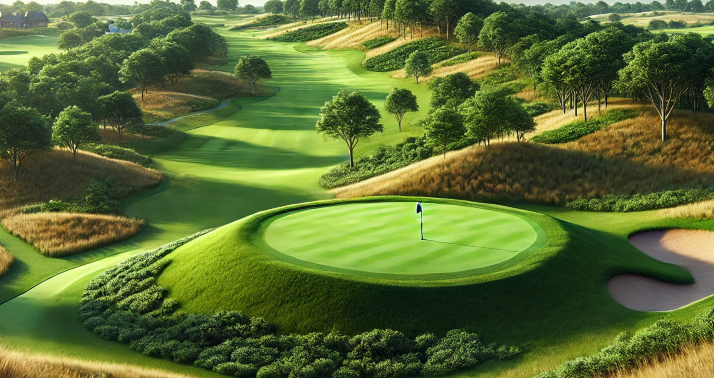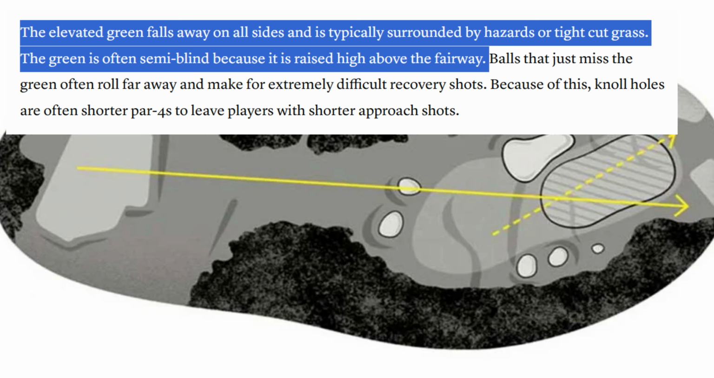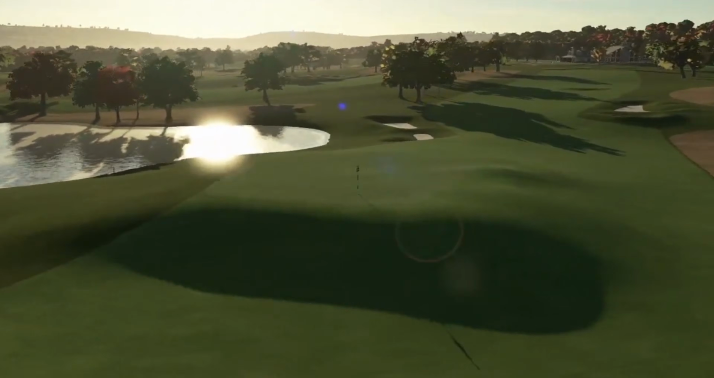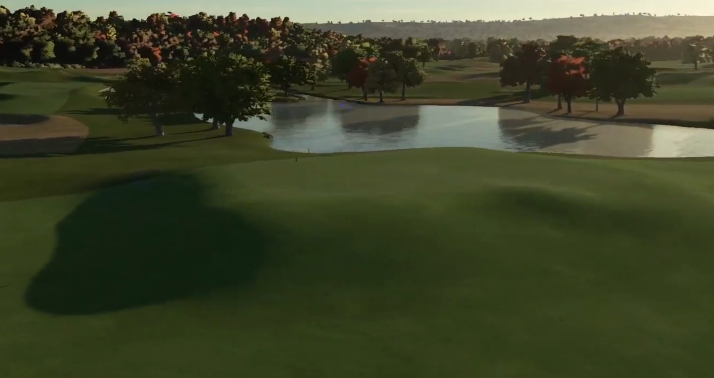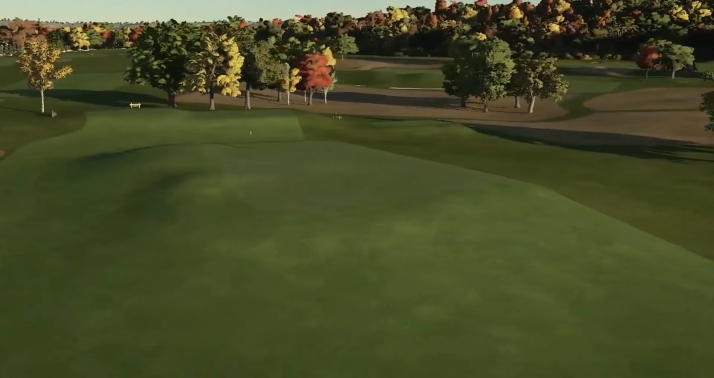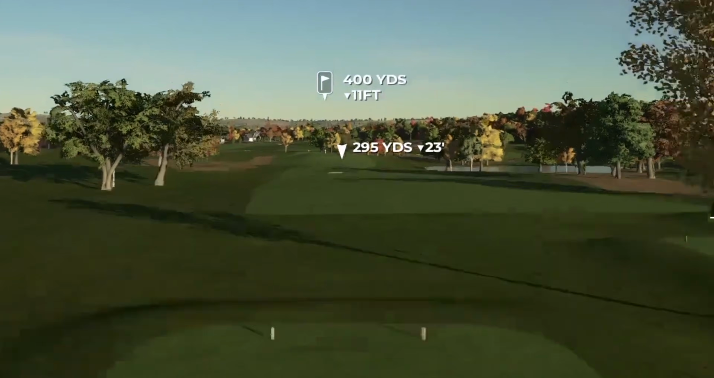The elevated greens fall away on all sides, and is typically surrounded by hazards or thick cut grass. The green is often semi-blind because it is risen above the fairway. Balls that just miss the green often run away and make for an extremely difficult recovery shot. Now, because of this, knoll holes are often short par fours, but sometimes they can sneak into 400-yard par fours, and that becomes very difficult as you reach up to this knoll template.